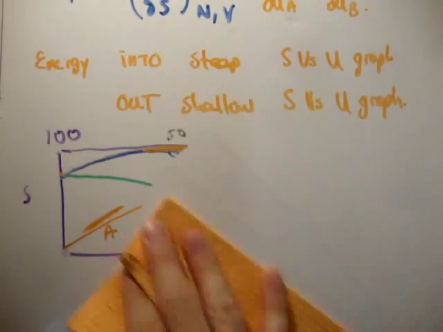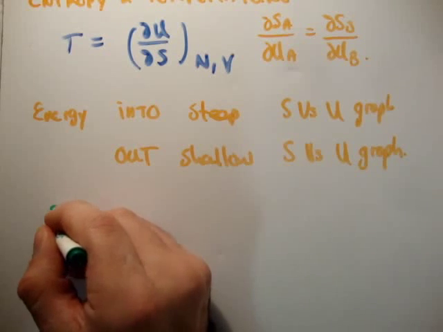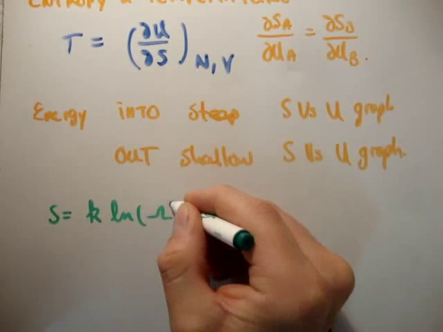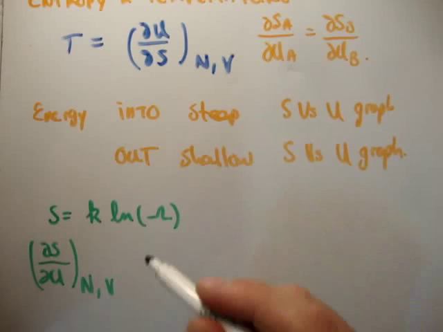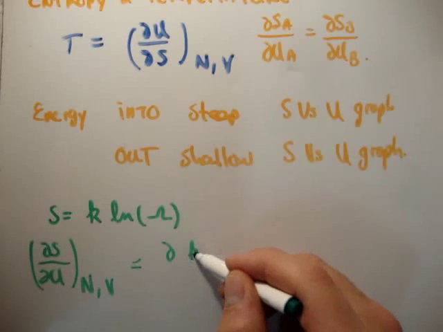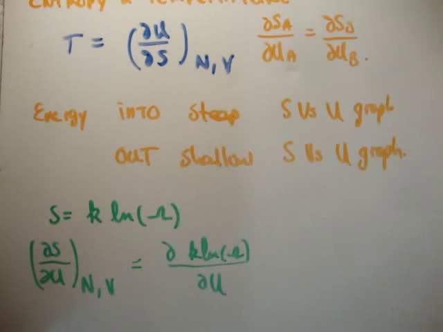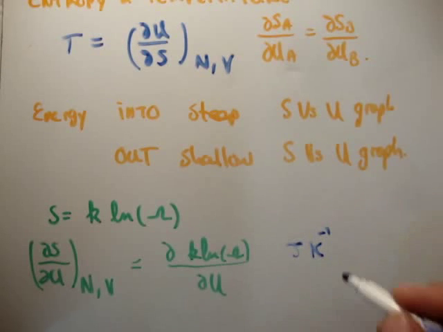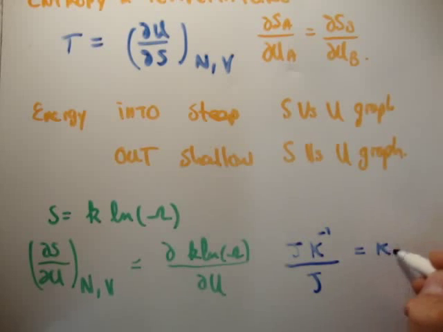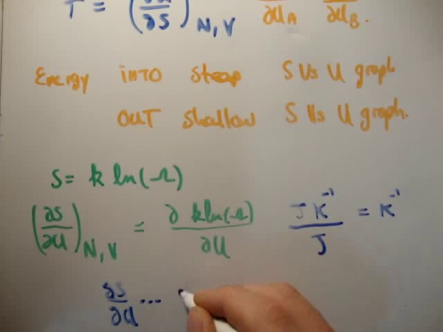So let's finally get the formula we require to relate entropy, energy, and temperature. We know that S is equal to Boltzmann's constant times the natural logarithm of the multiplicity. Therefore del S over del U, holding N, the number of particles, and V, the volume, fixed, is equal to del (k log omega) over del U. Now let's look at the units here. The natural logarithm is dimensionless, so we get joules per Kelvin, the units of Boltzmann's constant, and energy, which is joules, so we get per Kelvin. So del S over del U has units of per Kelvin, or del U over del S has units of Kelvin.